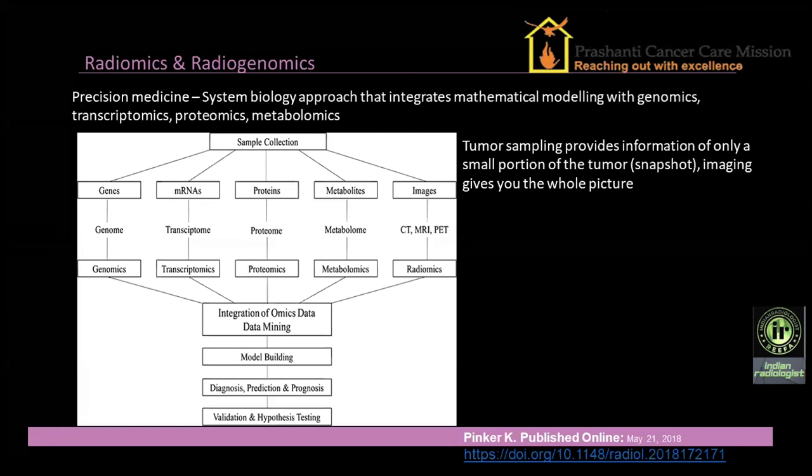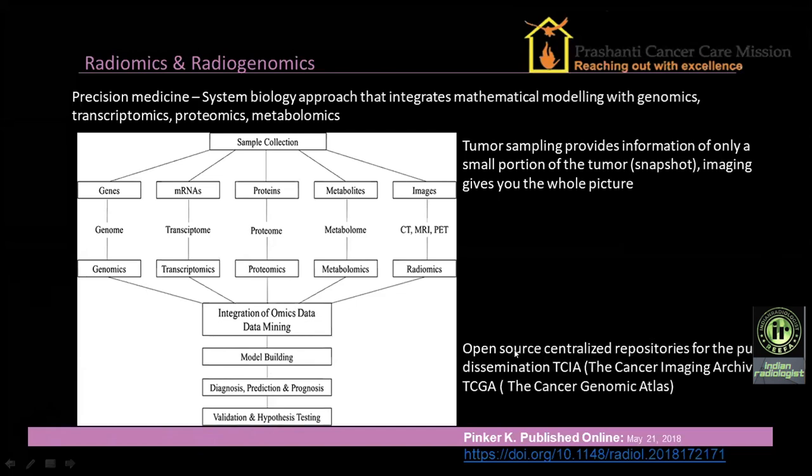And intratumoral heterogeneity is also known, by which we mean part of the tumor may be hormone sensitive and part of it may be HER2 enriched. And your result will depend on from where you're sampling this tumor. So all this information is integrated by computational analysis and mathematics, and the computer can build a model. It can generate computer algorithms. Hypotheses can be generated, which can be tested and validated, which leads to more precise diagnosis, prediction, and prognosis.